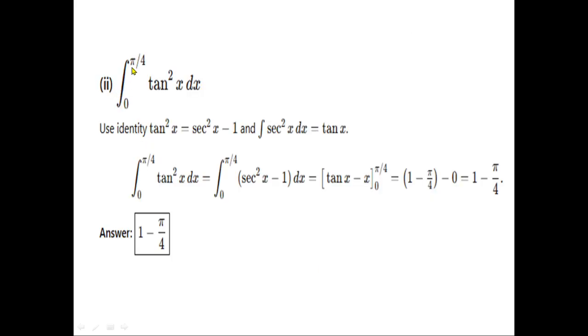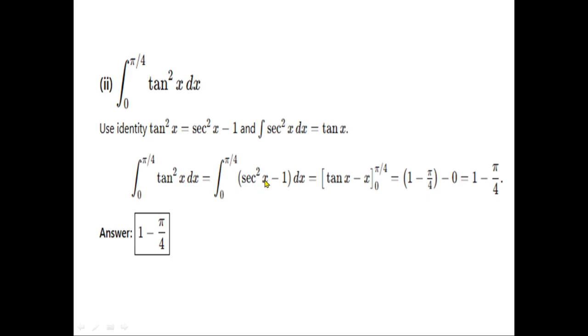Next one is the integral from 0 to pi by 4 of tan square x dx. This tan square x can be written as secant square x minus 1. Then we can write the integration of this secant square x and 1. That is, the integral from 0 to pi by 4 of tan square x dx equals the integral from 0 to pi by 4 of secant square x minus 1 dx.